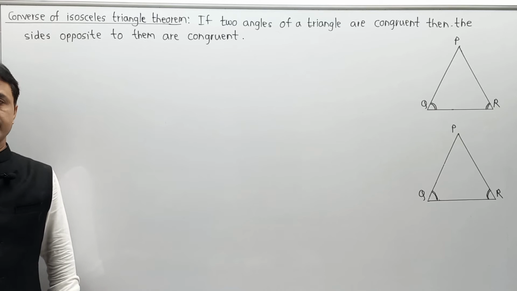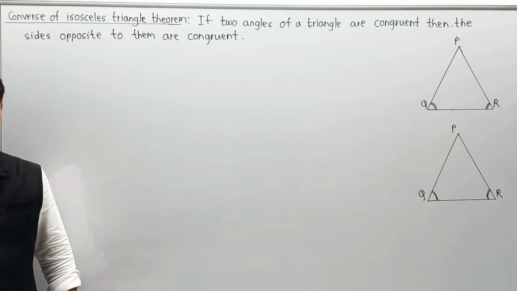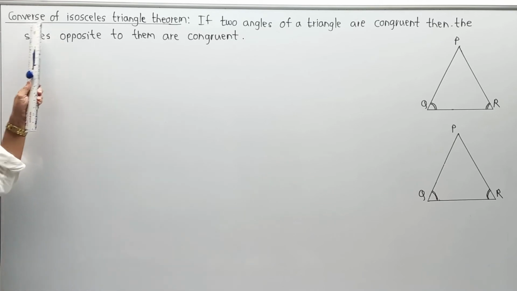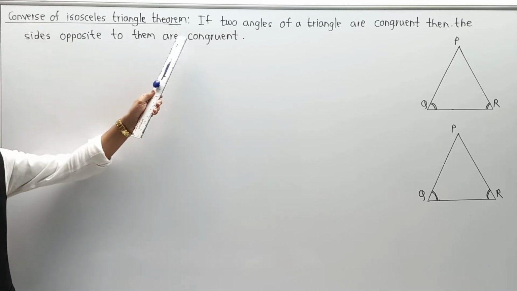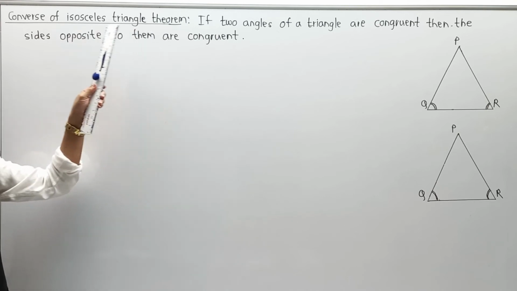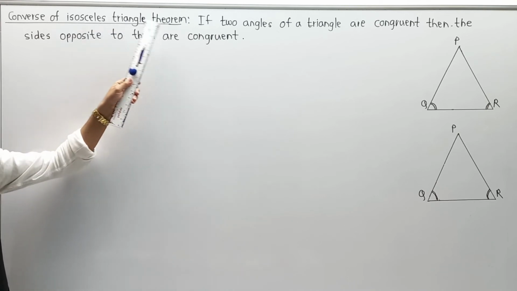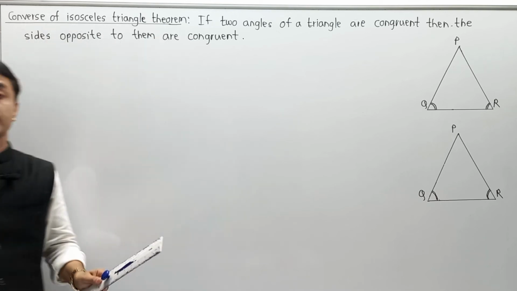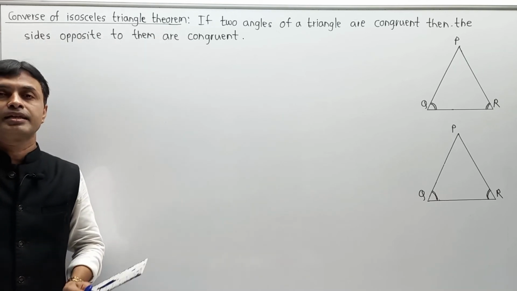Now moving to the next theorem, and this theorem is exactly the converse of the previous theorem. Now what is exactly that? Converse of isosceles triangle theorem. Recently we have seen the isosceles triangle theorem, and now we are looking at the converse of the isosceles triangle theorem. It means here the condition is exactly reversed.